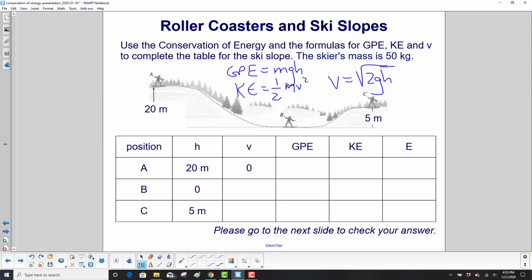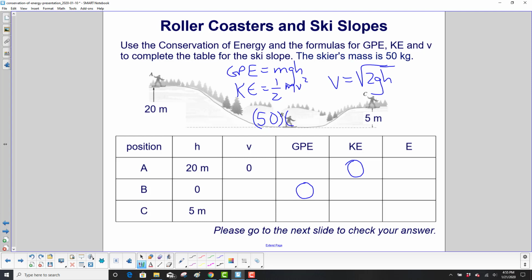So I'll do one of these. At the top, you have 0 velocity, so all of your energy is in GPE. So let's put a 0 there for KE. At the bottom of the slope, there's 0 GPE. So let's go ahead and calculate the initial GPE. It's going to be the mass of the skier, which is 50 kilograms. I'll save the units for the end.